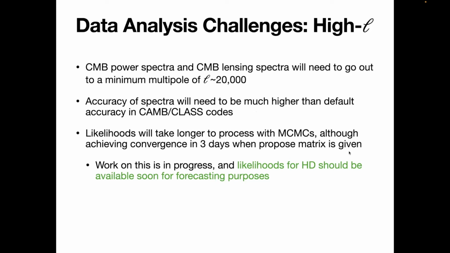My grad student, using a proposal matrix from her Fisher analysis, can get convergence in about 3 days using Monte Python. She's trying Cobaya next, but work on this is in progress. It does seem tractable, and we should be putting out likelihoods for HD soon, hopefully even integrating it within Monte Python and some of the other codes so that people can forecast whatever they would like to forecast.